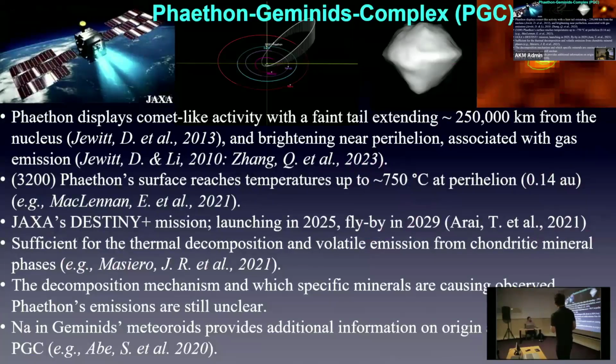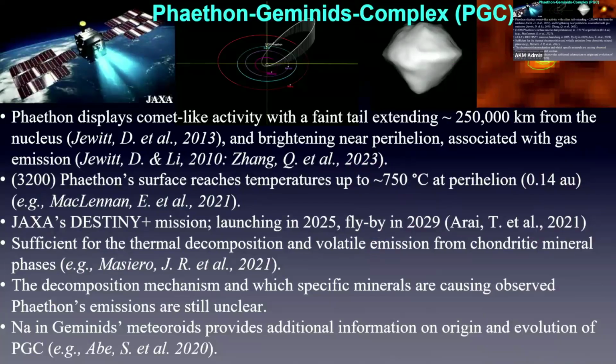Okay, so a review of the Phaethon Geminid complex, so-called PGC. Phaethon displays comet-like activity with faint tails existing more than 250,000 kilometers from the nucleus. It was discovered by the solar monitoring telescope as brightening near the perihelion, and associated gas emission was also indicated. The Phaethon surface temperature was estimated at almost 800 Celsius at perihelion, 0.14 AU.